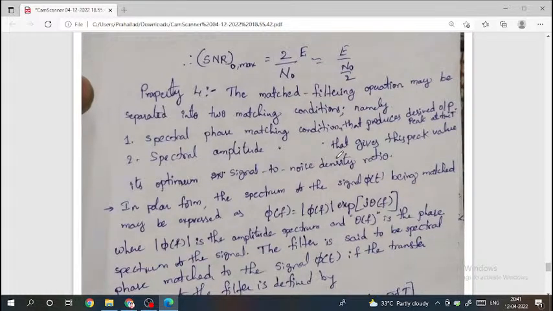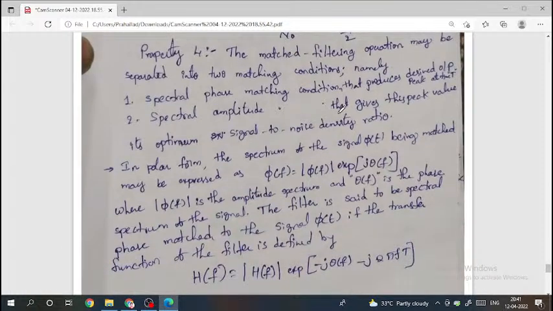And next one is property 4. The matched filtering operation may be separated into two matching conditions. Here we have the phase matching condition and the amplitude matching condition. The phase matching condition produces the desired output peak at time T. The spectral amplitude matching condition uses this peak value to give the optimum signal to noise density ratio. So here, phase matching and amplitude matching.